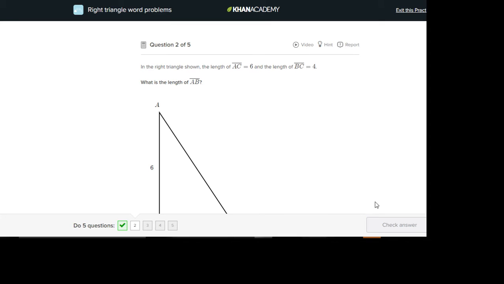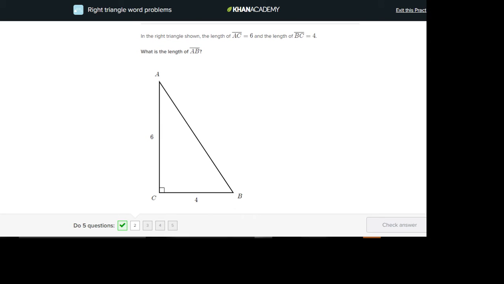Next question. What is the length of AB? I don't know. What is the length of F? Wow, these are really easy. I'm going to have to go to harder ones. Is this a quiz?